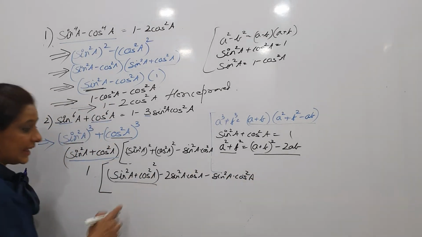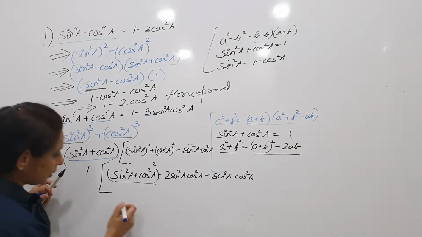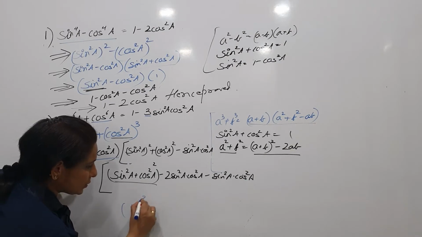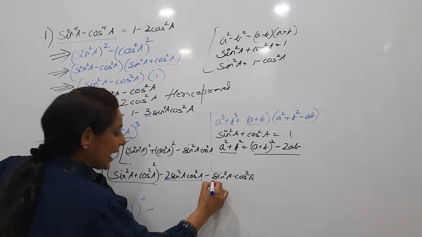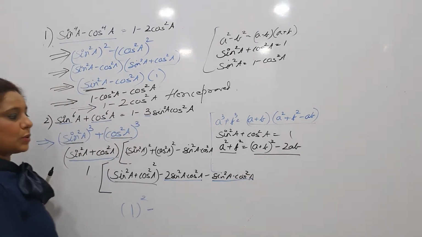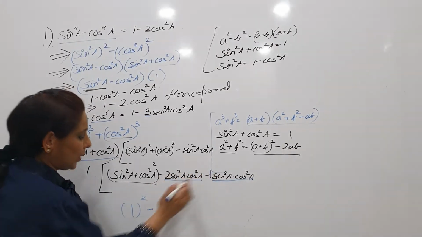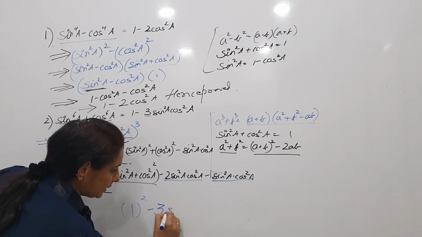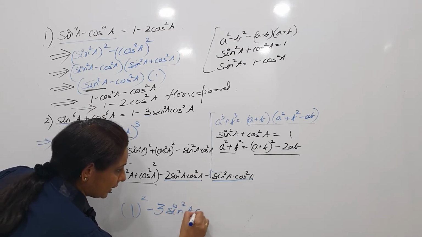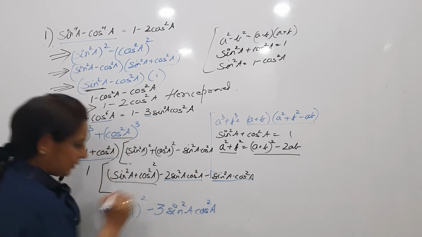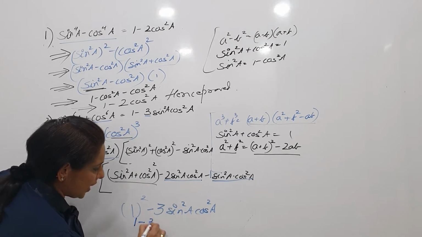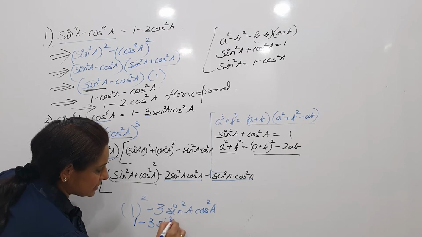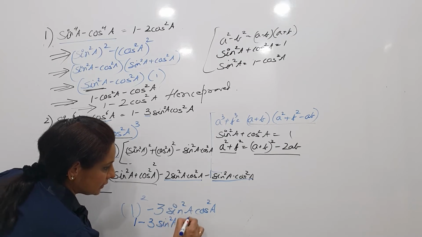So this is again 1. So here we are going to write 1² − 2sin²a cos²a, and then again − sin²a cos²a, so minus 2 and 1 gives you 3sin²a cos²a. So 1² is 1. So your answer is 1 − 3sin²a cos²a.